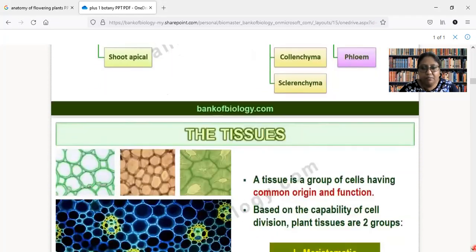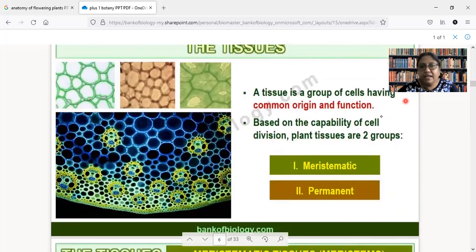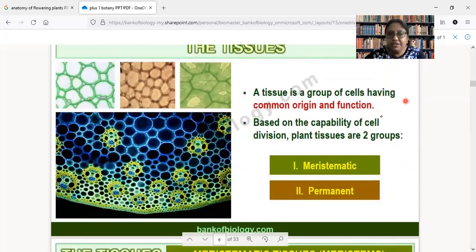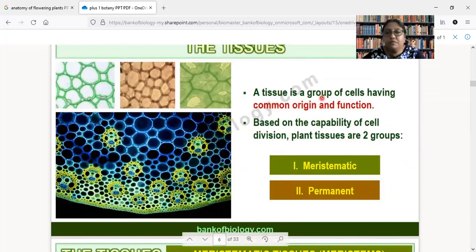So what is a tissue? Can any group of cells be called a tissue? No. Why? Because tissues are groups of cells that should have common origin and function. It may be possible that in complex tissue more than one type of cell is present, but all these cells must have a common origin and common function.